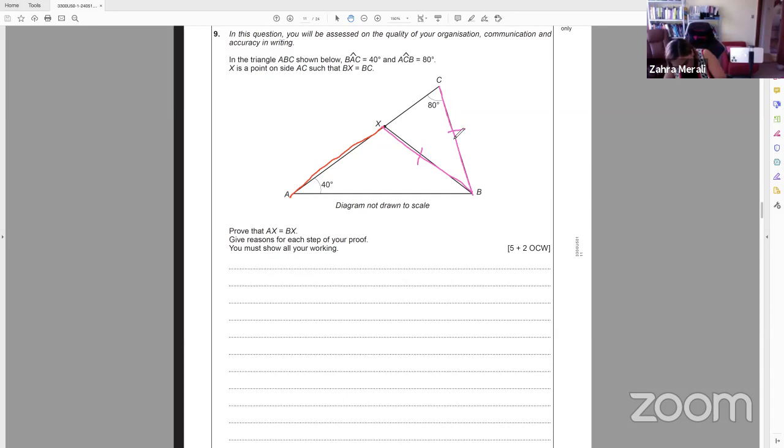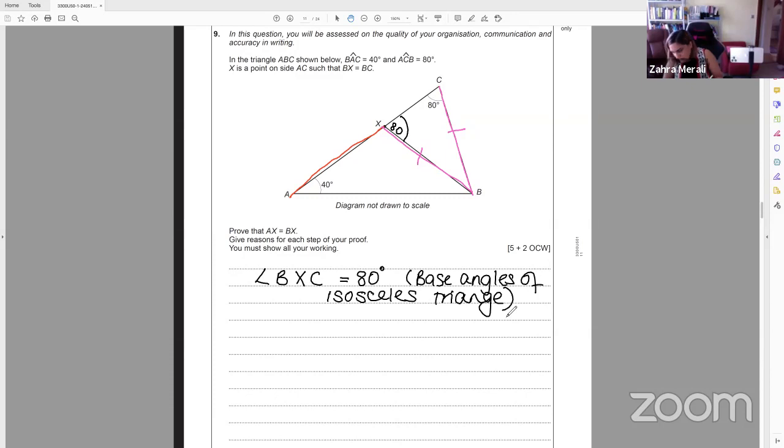So I'm just trying to think of all the things that I know based on the information they're telling me. Let's write that in words because we're getting the marks for it. So we're going to say the angle BXC equals 80 degrees because it's the base angles of isosceles triangle. Okay, so we've got something.